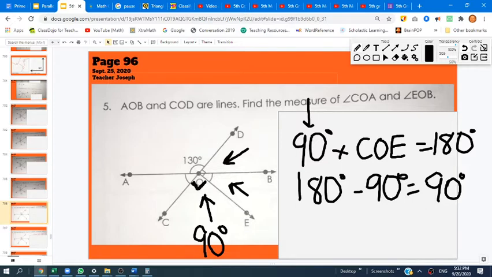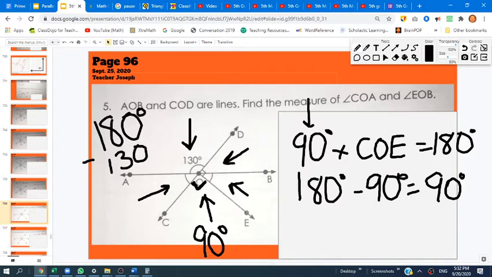Okay, so if this angle right here is 130, and this angle right here is supplementary, in other words, it will add up to 180 degrees total, all I need to do is subtract 180 minus 130, or take 130 from 180, okay? So we're just going to do that. Let's take 180 minus 130. 0, 8 minus 3 is 5 tenths. Okay, so 50 is my answer. 50 degrees is the measurement of angle COA.